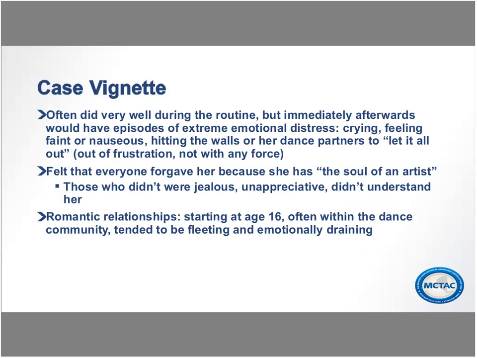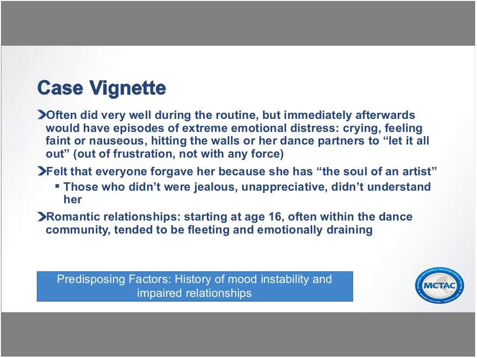Starting around age 16, Manuela started to develop romantic relationships, but she reports that they were often within the dance community, and they were fleeting and often very emotionally draining. Here again might be a few predisposing factors to make note of. There's a history of mood instability and impaired relationships, relationships where there's a lot of difficulty and that don't function as well and as positively as we would hope for her. And again, that mood instability here is going back to when she's maybe a teenager.